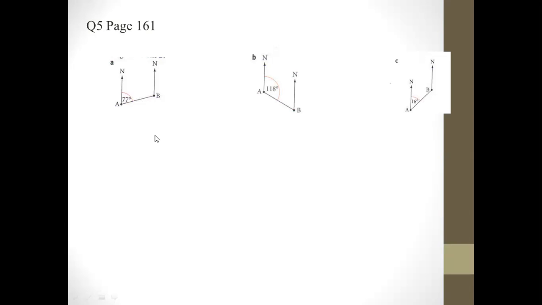Selena, yes. It will be 77. That's right. Thank you, Selena. Excellent. Munder, hello, teacher. How are you? Fine, thank God. Okay, Munder, what is the bearing of A from B? And how can you find it?